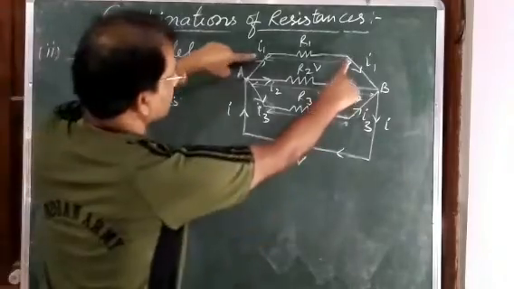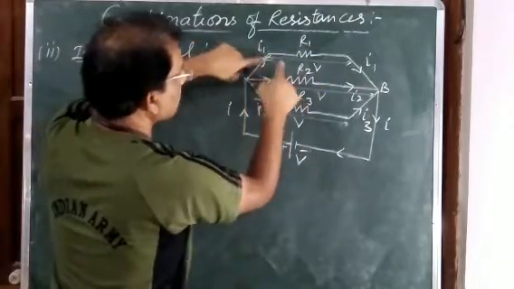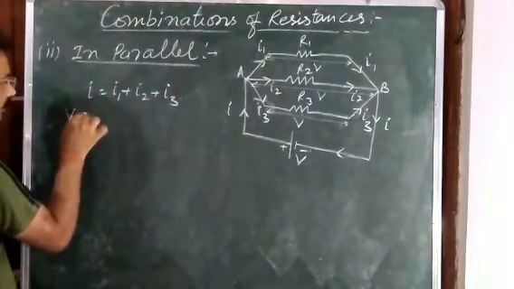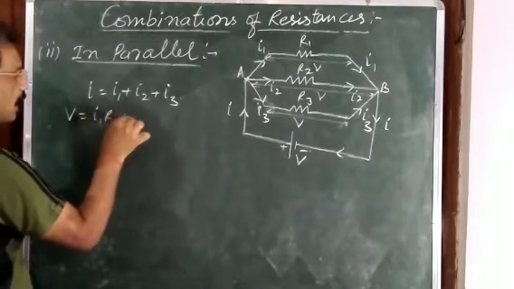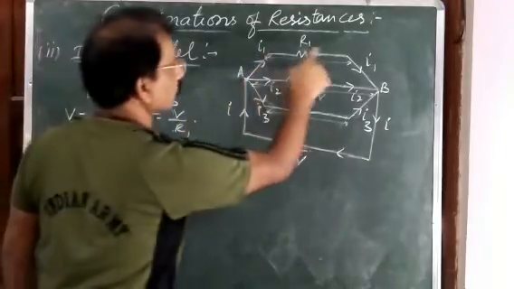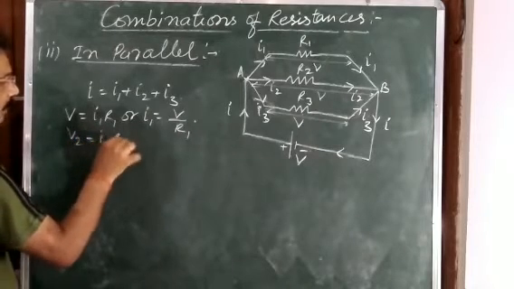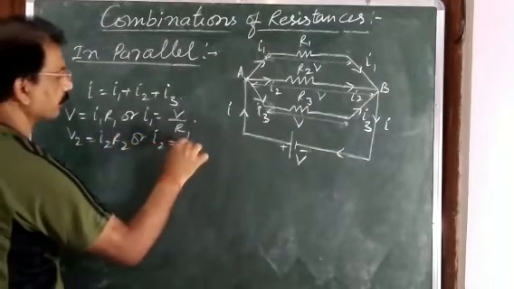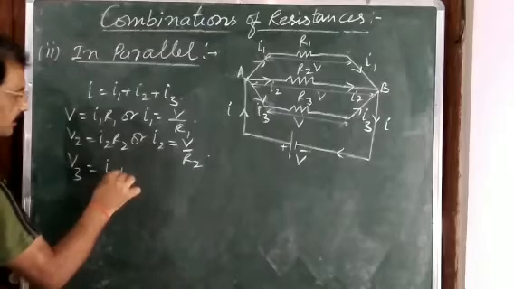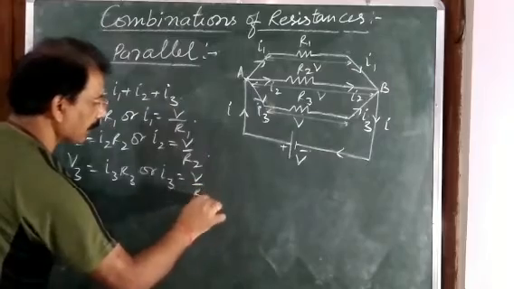Again, you come to the first resistor. Resistance of this one is R1, current I1, and potential difference across this one is suppose V. So by Ohm's law, we can write V is equal to I1 R1, or simply we can say I1 is equal to V upon R1. Similarly, for second resistor R2, V is equal to I2 R2, or I2 is equal to V upon R2. And similarly, V is equal to I3 R3, or I3 is equal to V upon R3.